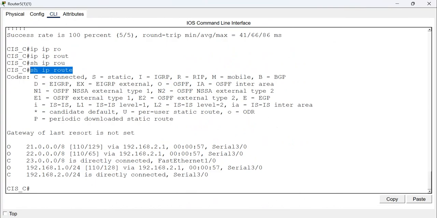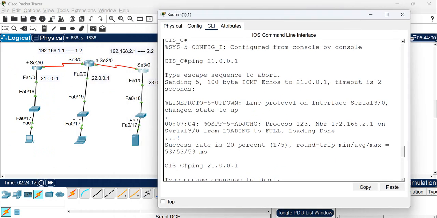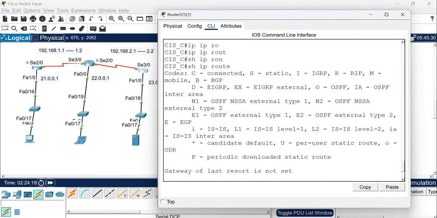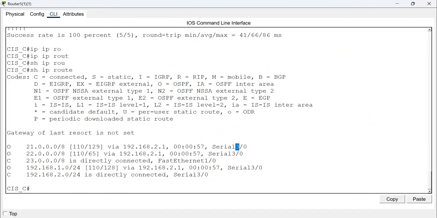Clear? Now if you want to reach the 23 network, where is the 23 network? Which router am I in now? Okay, I'm in the first router. If I want to go to the 21 network, it says you can reach 21 via this next hop. What is the IP address? 192.168.2.1. And if you want to go to 23, you have to go via SE3 of your interface. Clear? Everyone?